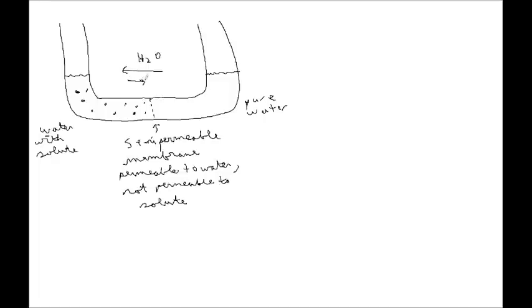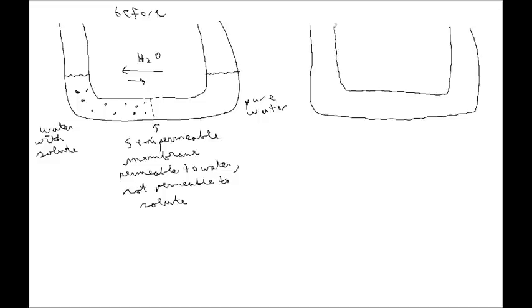We can show that with these arrows. There's a lot of water moving from right to left. There's also water moving from left to right, but the water hits the membrane from the left less often because the solute particles get in the way. So what's going to happen over time to our picture? Well, it'll look like this. Which side of the U-shaped tube is the water level going to rise on? It's going to rise on the left.